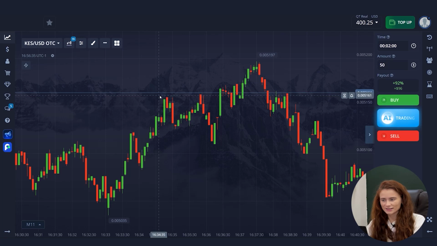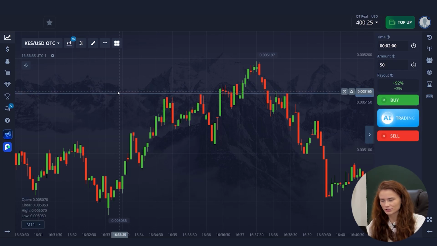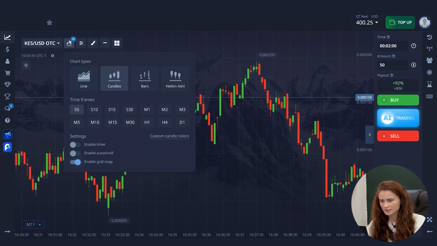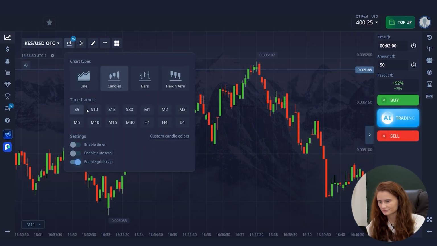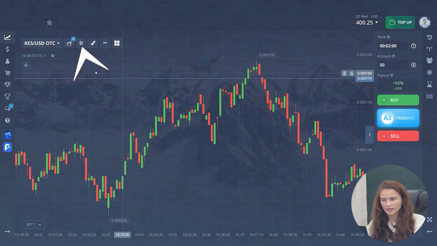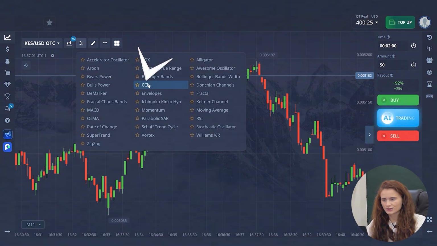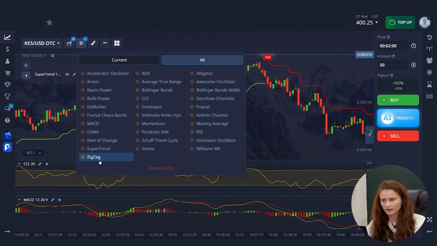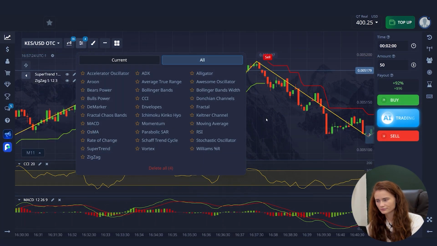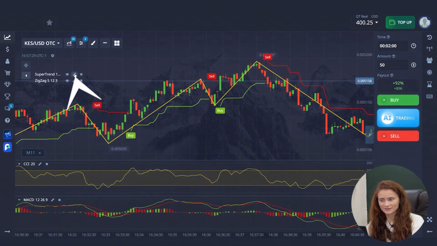Now I will show you the settings that I use myself when working with this strategy. The type of chart will be candles, time frame 5 seconds. Here I'm interested in fast candles to see even the slightest change in price. In the indicator section, I choose CCI, MACD, Super Trend, and Zigzag. And now let us set these indicators.